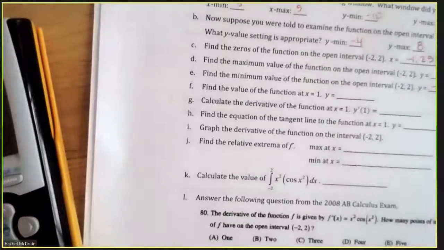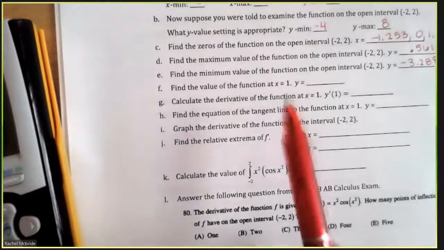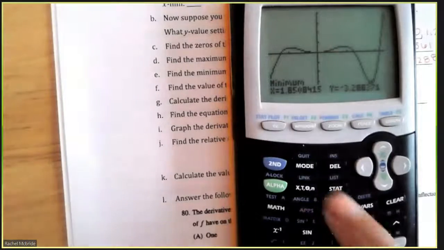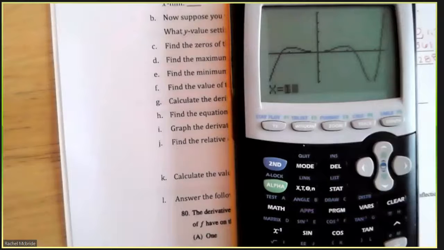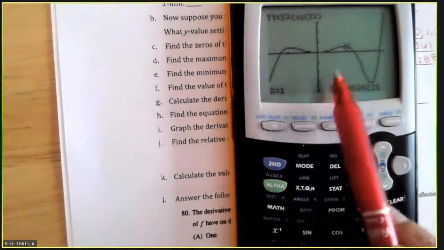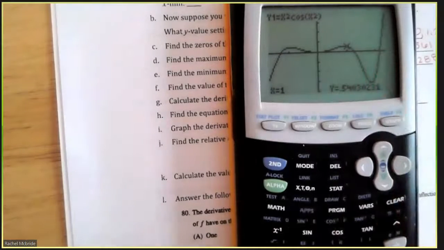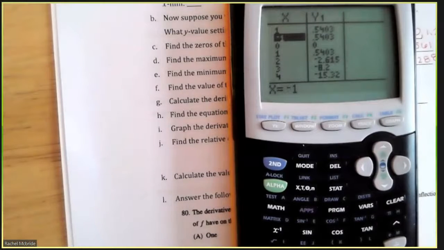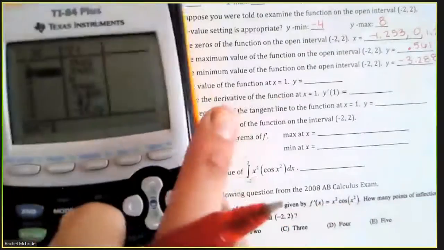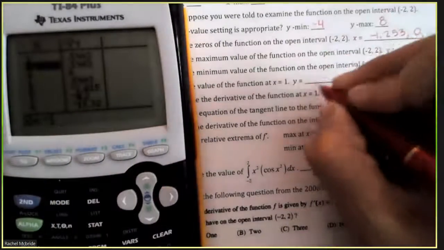And then it says find the value of the function at x equals 1. So in case you don't know this, what you can do is go second trace. You can go to value. You can type x equals 1, and it will give you the value on the graph. You could also go second table, and if you're in ask mode, you could type in 1. Now, if you're not in ask mode, you could scroll because that's a perfect number and it would be there anyways.